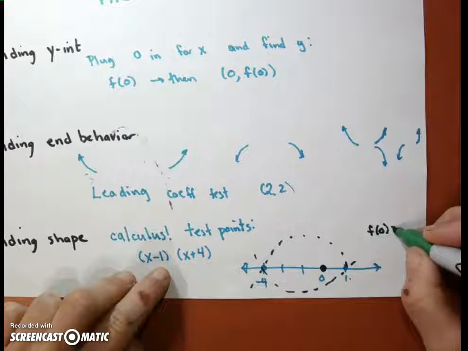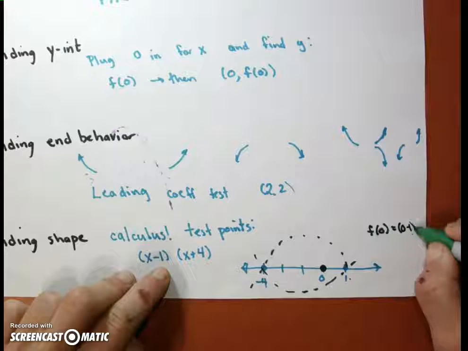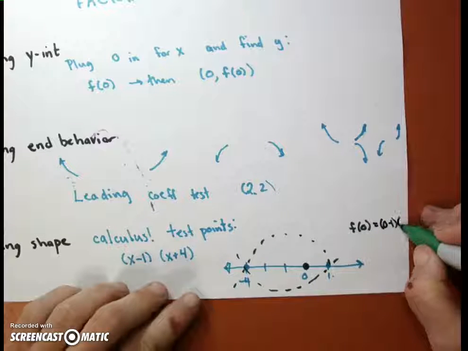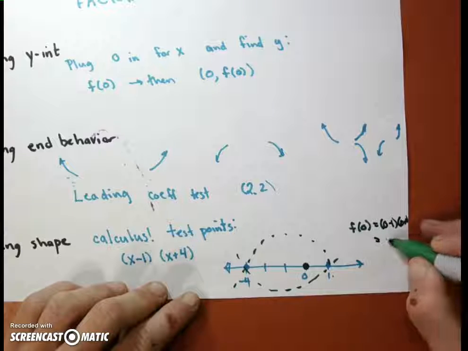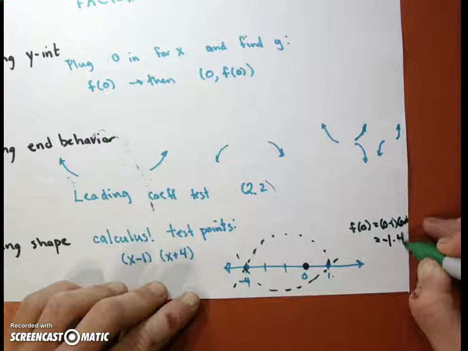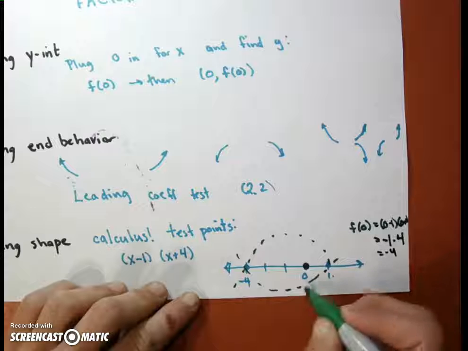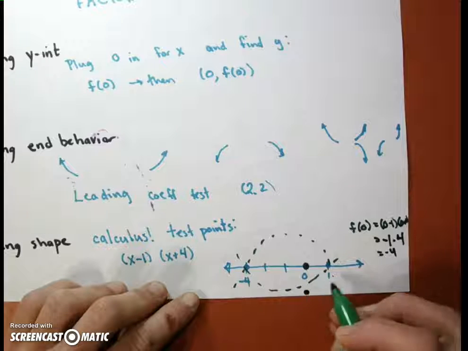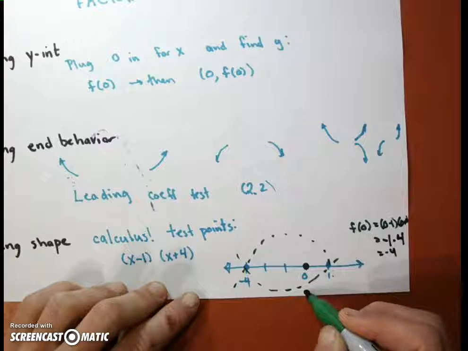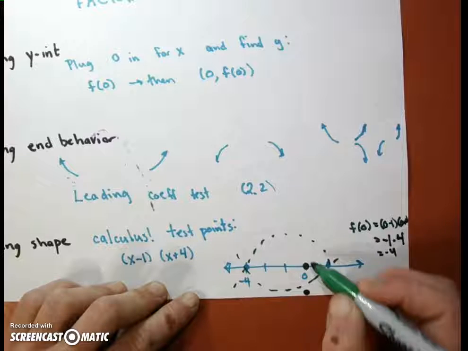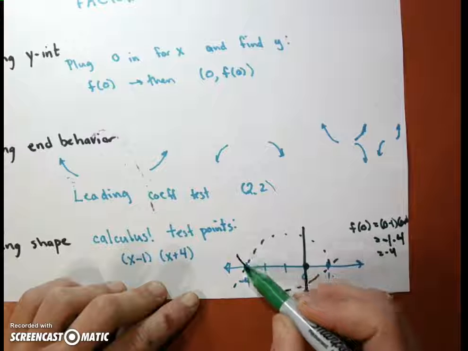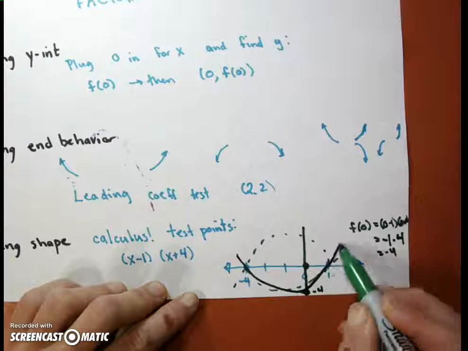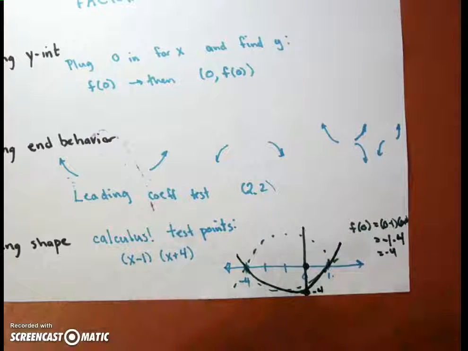So f of 0 is just going to be (0 - 1)(0 + 4). Sorry, that's hard to read, but that's going to be negative 1 times 4, which is negative 4. So that means f of 0 is negative 4, so I have a point way down here with y value negative 4, and that means that my graph goes this way instead of this way.